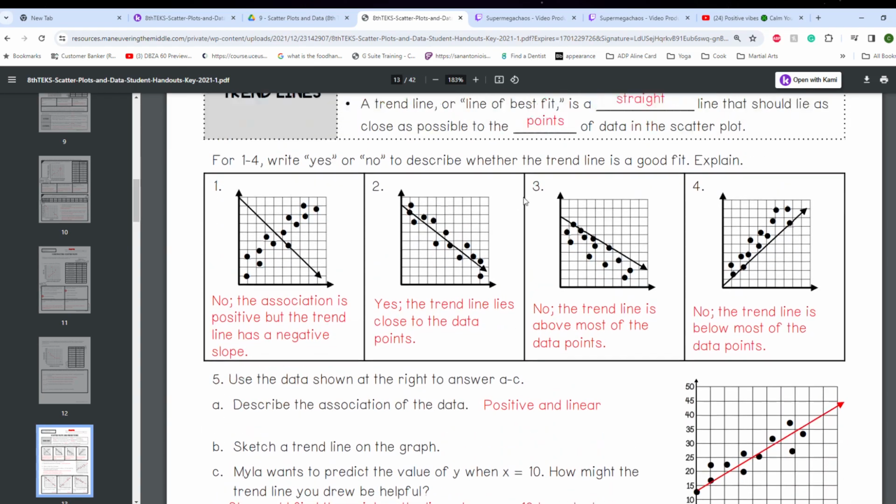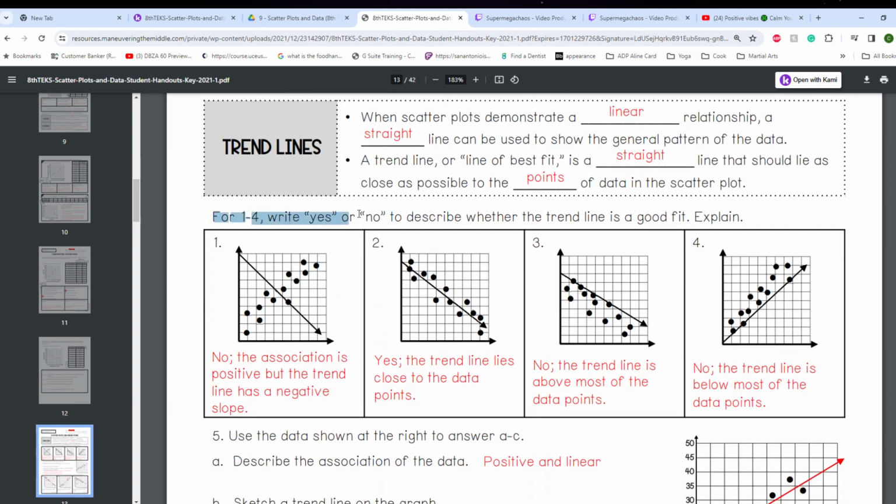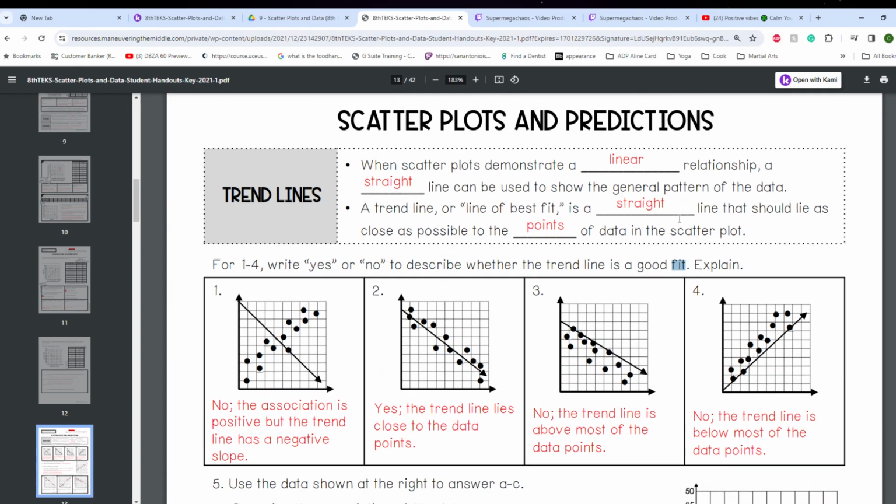So, to give you an example of this, for 1 through 4, we're going to write yes or no to describe whether the trend line is a good fit. Now, you can see I've already done this with a possible explanation, and I will go through them really quick. So, this line, they decided to write this way. And no, this is not a good trend line because the association is positive, but the trend line has a negative slope and is not close to all of the points. It's close to maybe these two, but nothing else.